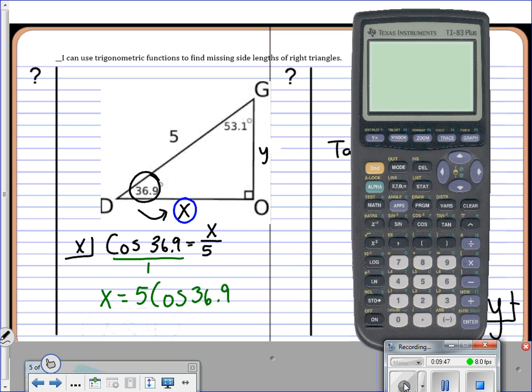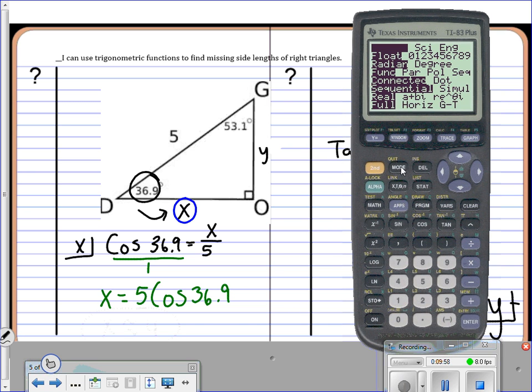Okay, so once I do that, it's time for my calculator. Now this next step is so very important. Every time from now until the end of the year, when you pull your calculator out, I want you to first hit the mode key. And then what you're going to do is go down here to where it says radians. If you look at my calculator, radians is flashing. We have to be in the degree mode.